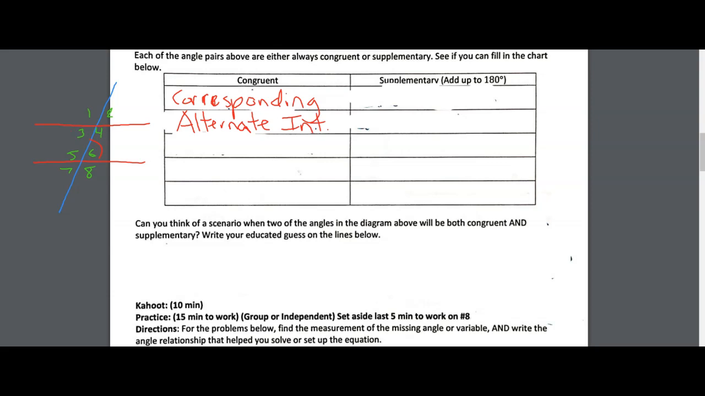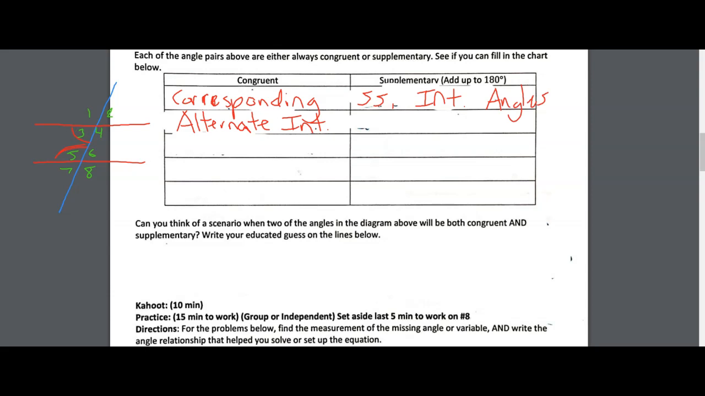We then have same side or consecutive interior. So those would be like angles 3 and 5. And you'll notice those actually don't really look like they're the same. Angle 3 looks like it's an acute angle, less than 90, and angle 5 looks like it's more than 90. So for these, and again, we're not going to go through a proof, but they are not going to be congruent angles. However, they will always be supplementary. They will always add up to 180. So same side, and you can use SS as an abbreviation, same side interior angles.